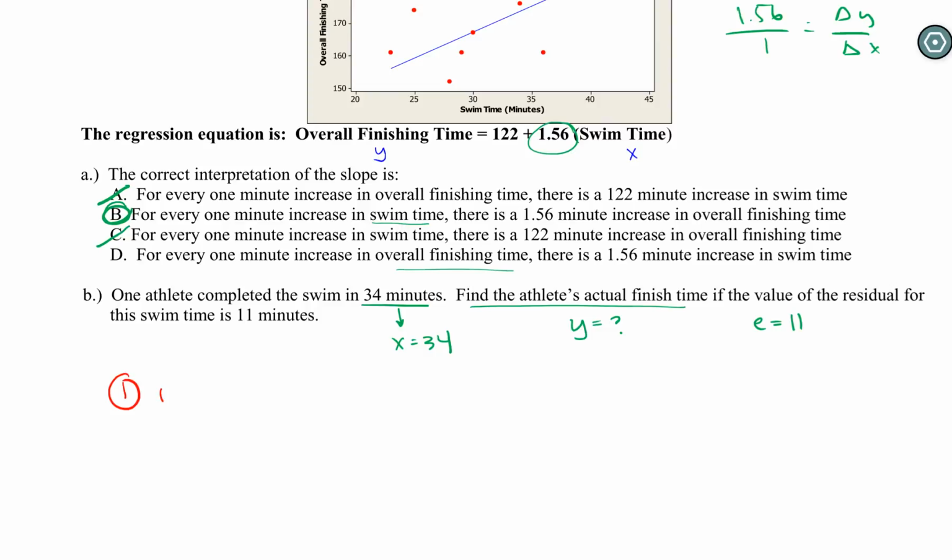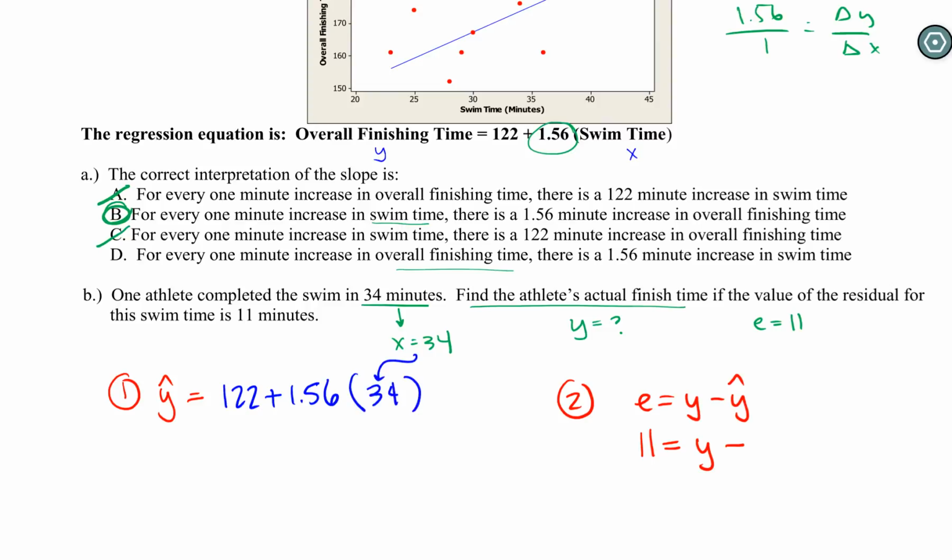Step 1, we need to find y hat. Because step 2, we're going to use that residual formula to figure out what the heck y is. We already know 11 is equal to y minus some value. We just need to figure out what the heck that value is. So our y hat is 122 plus 1.56 times that x of 34, which is 175.04 minutes.